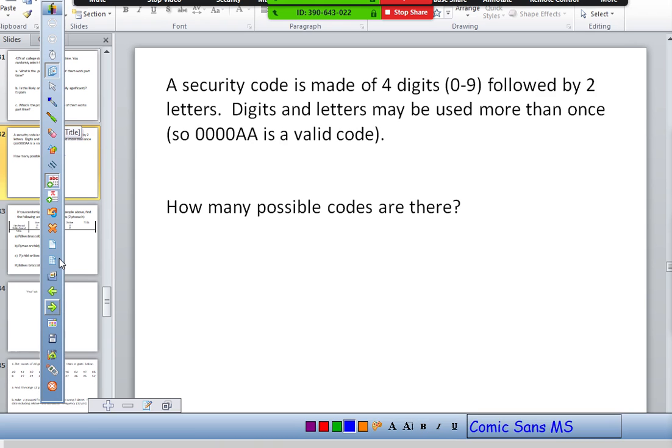So here's 2 problems. Here's the first one. Take a look at it. I have another problem to ask you as well. So take a look at this one. 4 digits, 0 through 9, followed by 2 letters. How many letters are there in the alphabet? 26. How many possible codes are there? And again, you can reuse letters and you can reuse digits. So I'm going to take a picture of this or write it down quickly. 4 digits, then 2 letters. How many codes? And then I'm going to flash up this next one.